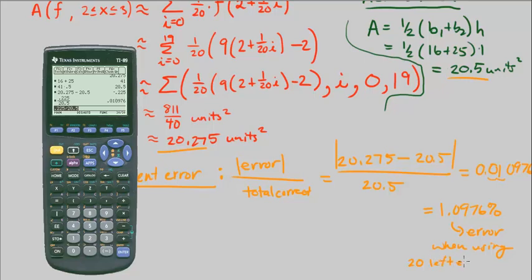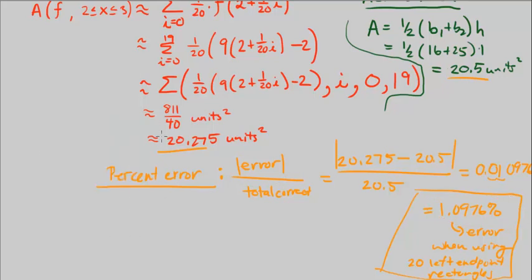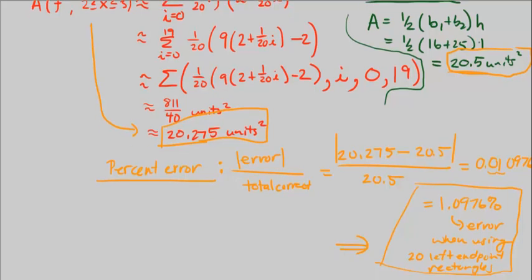Okay? So this is the error where we're using 20 left endpoint rectangles. Right? So we don't get the exact area when we're approximating. We get approximately, and we're off by a margin of 1% approximately in error. Okay? So let's box our answers. This is, again, when we're approximating, this is the actual here, and this is the error percentage when we're approximating versus the actual area.